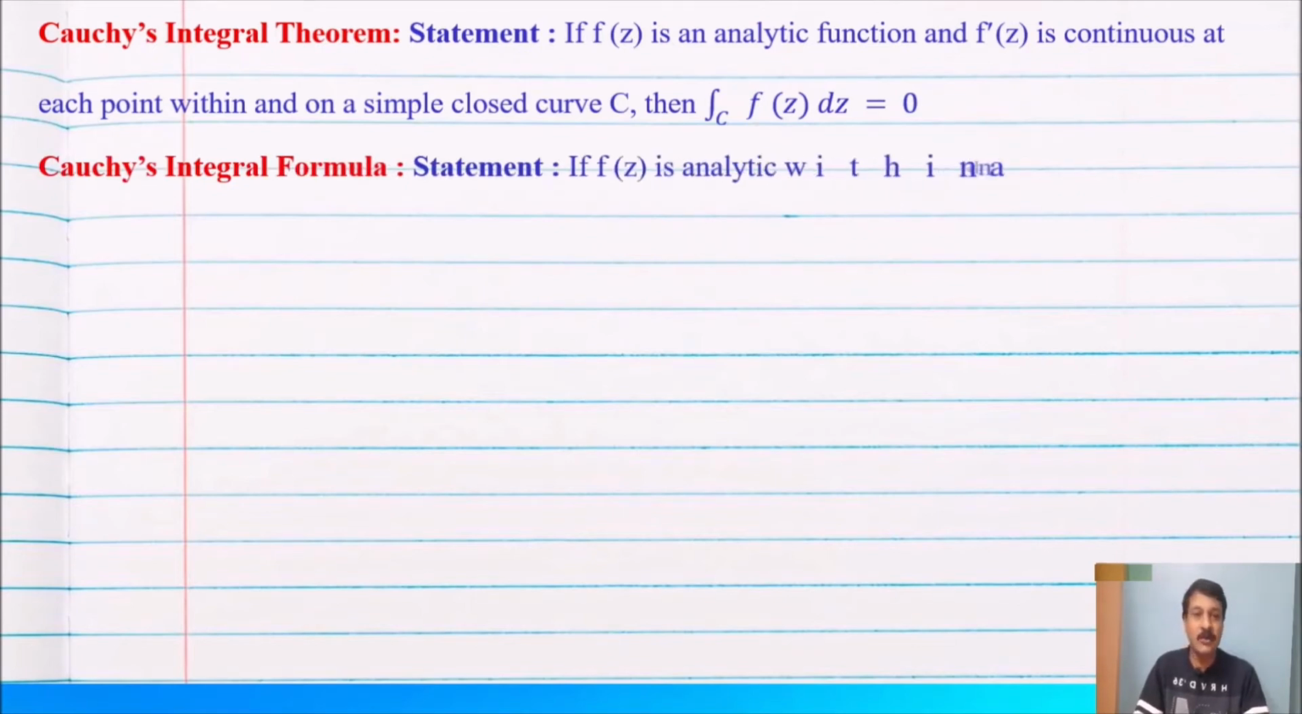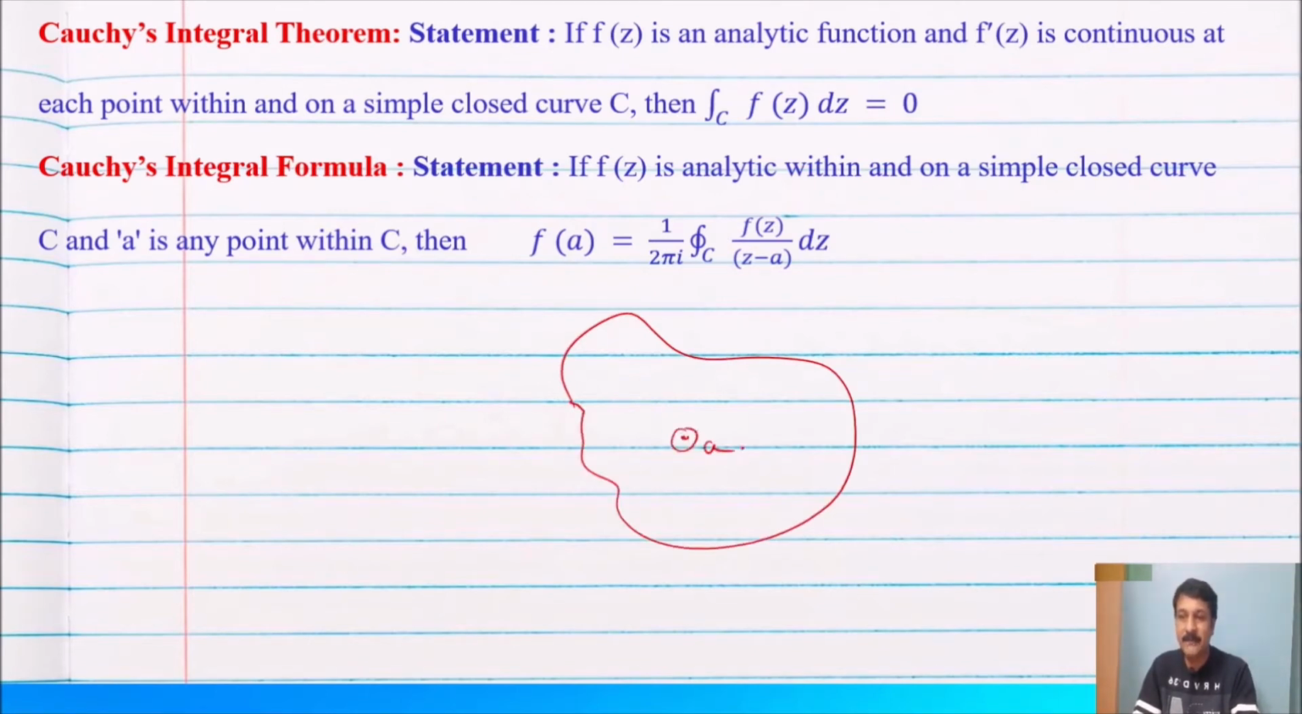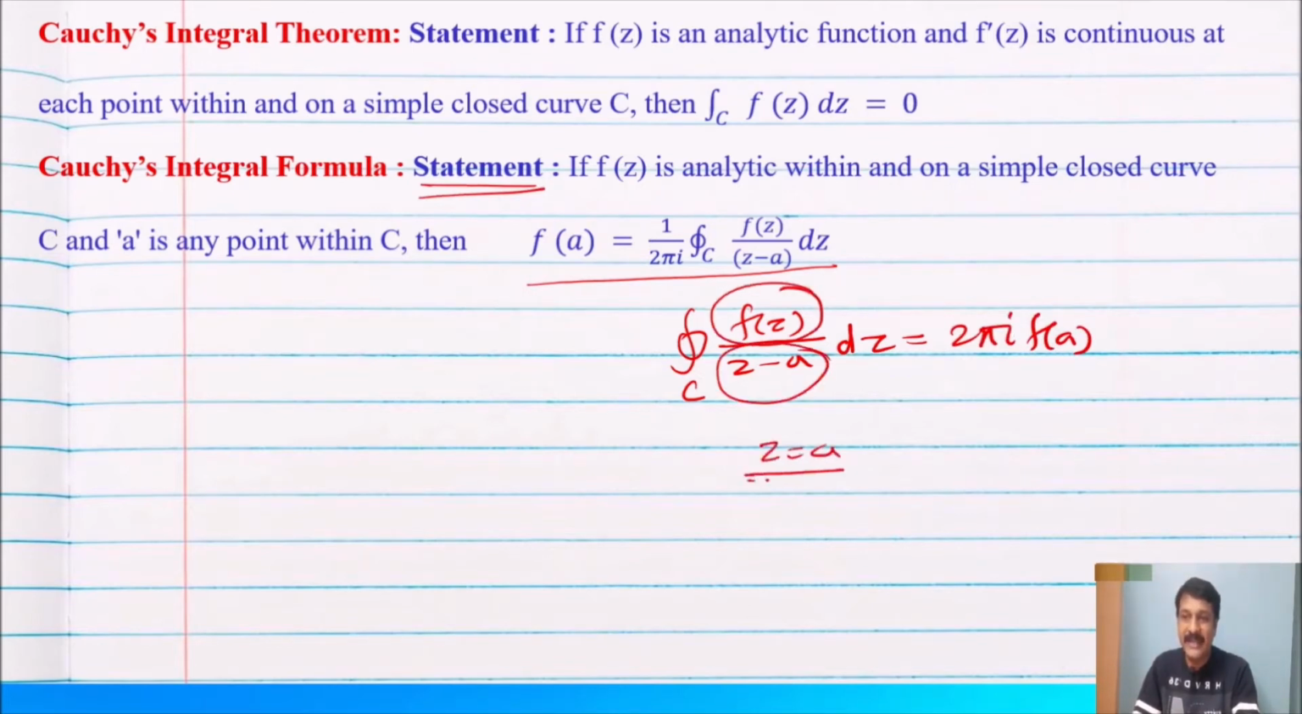Now, here is Cauchy's integral formula. If f of z is analytic within and on the simple closed curve C and A is any point within C, suppose this is your C and this is a point A, then the value of f of A equals 1 upon 2 pi I integration over C of f of z upon z minus A dz. The same thing I can remember as integration over C of f of z upon z minus A dz equals 2 pi I f of A. The same statement I can write as: if f of z is analytic except at z equal to A, then the integration over C of f of z upon z minus A dz is equal to 2 pi I f of A.